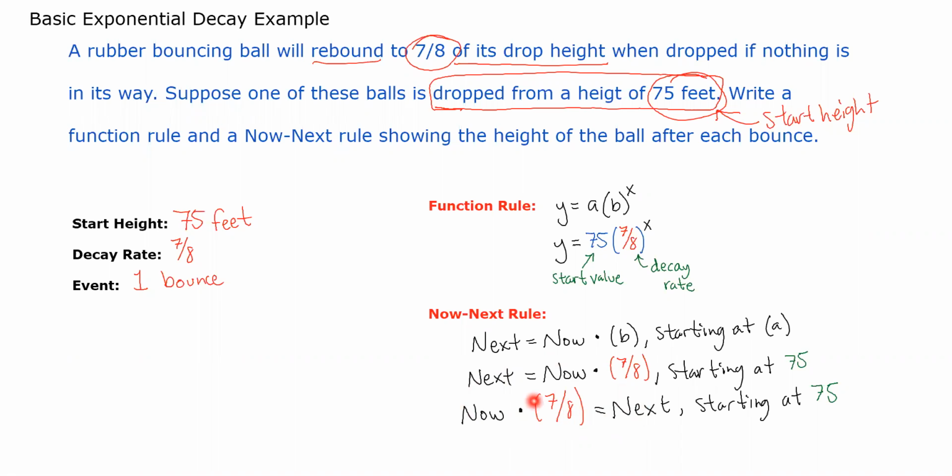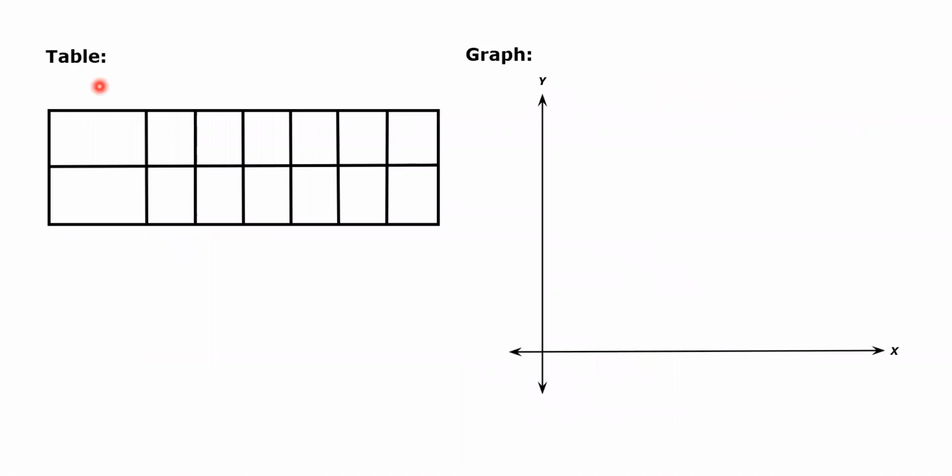All right. Now that we have our function rule and our now next rule, we're going to move on and do the table and the graph of this situation so that we can see what it looks like.